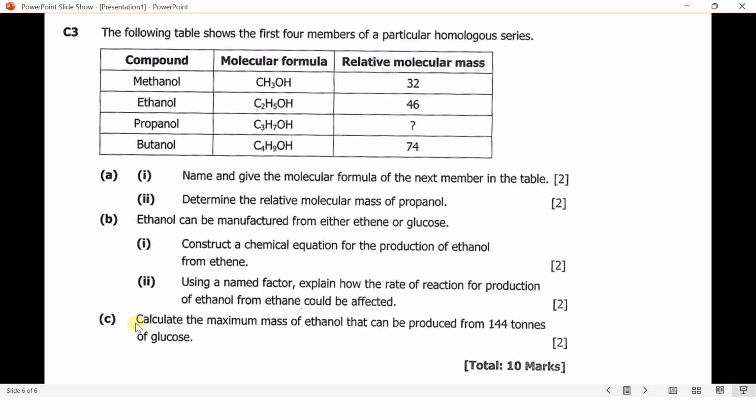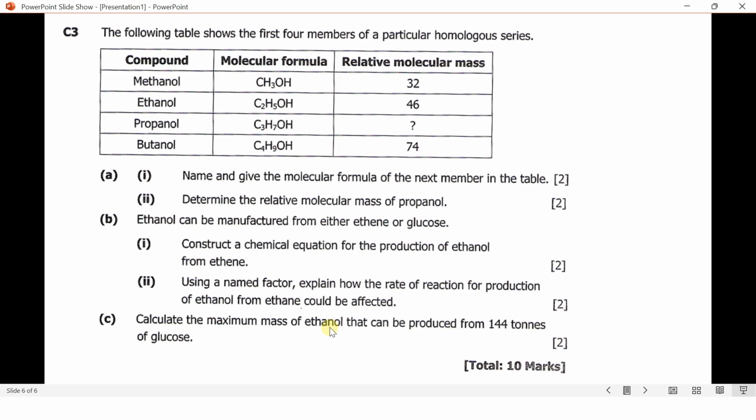Then we come to this other question. They're saying calculate the maximum mass of ethanol that can be produced from 144 tons of glucose. They gave it 2 marks, but for you to answer this question, you need to know the equation that leads to the production of ethanol from glucose. Remember, that equation must be balanced. Balancing it already must be 2 marks, and then calculating must be 2 marks. So this question alone requires 4 marks.